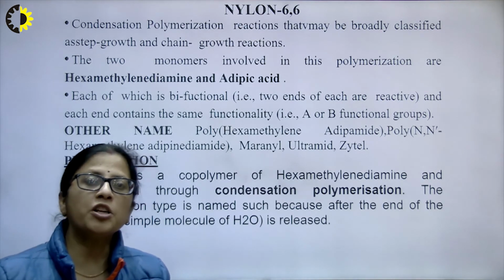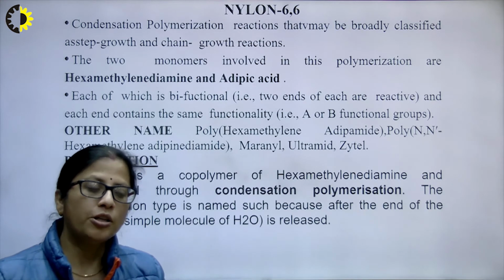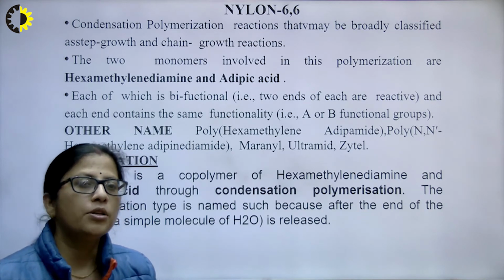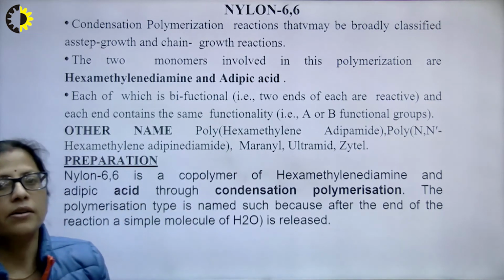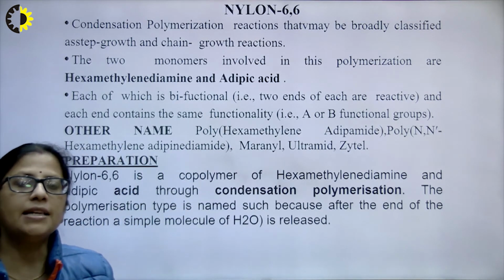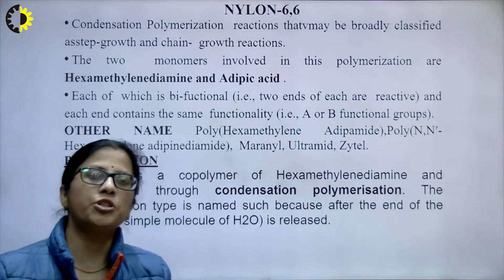And when two bifunctional monomers react, they lead to the formation of a straight chain polymer. So, both of them are bifunctional, that is their two ends are reactive. Both of their ends are reactive and each end contains the same functionality.